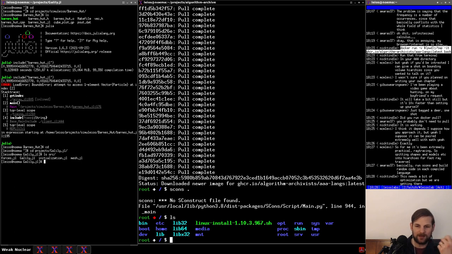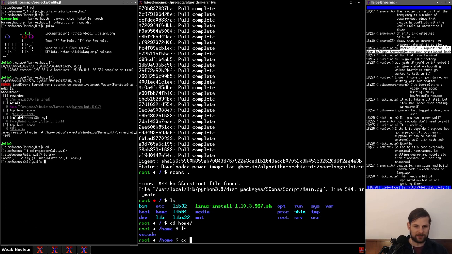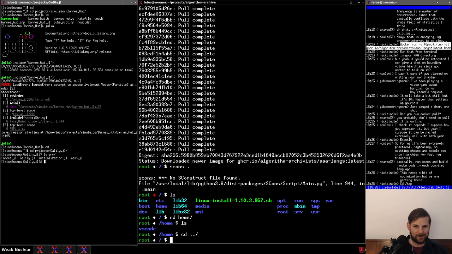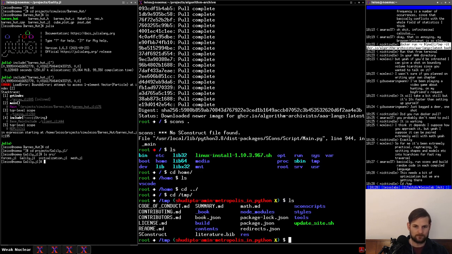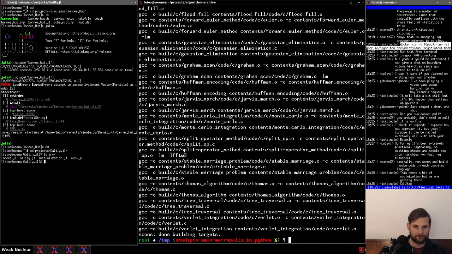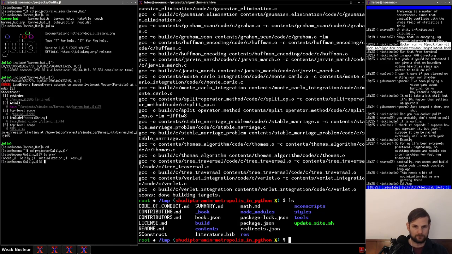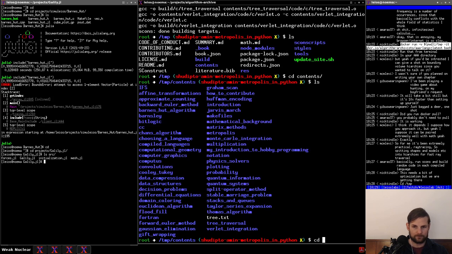So how do I, so cd into home, then we have VS Code. Why is it in temp? Wonderful. Okay. Let's just build some random Rust code then, or C++ code. No, C++ code was already written. Let's do Cooley-Tukey.